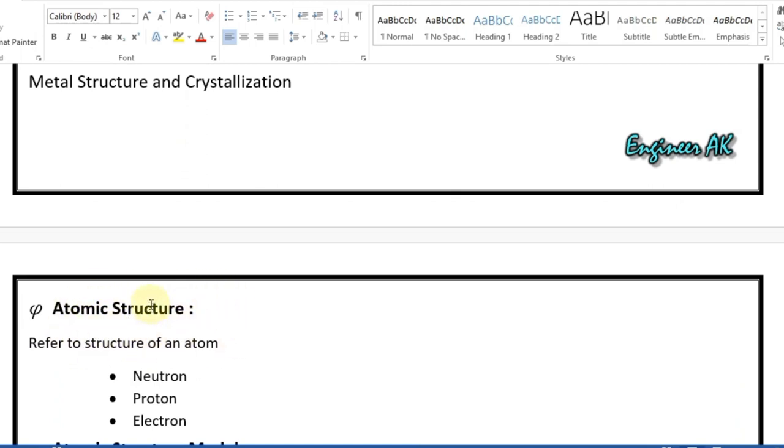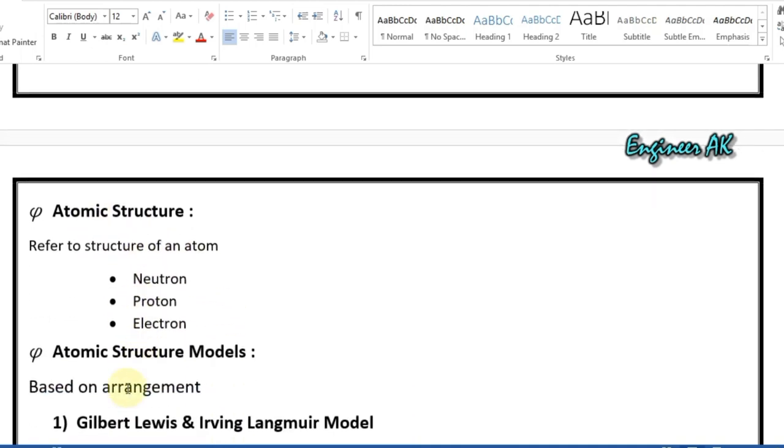What is actually atomic structure? Atomic structure refers to the structure of an atom, and we know that the atom is comprised of the neutron, proton and electron, and they all combinedly make the structure of the atom. Now the second topic is atomic structure models. Based on the arrangement of the atoms, we made models. The models are differentiated by the arrangement of the atoms.